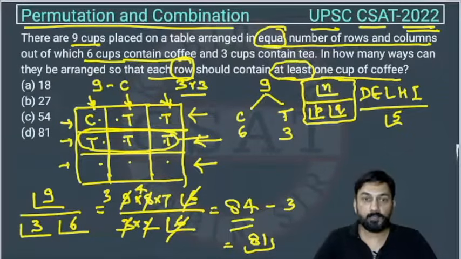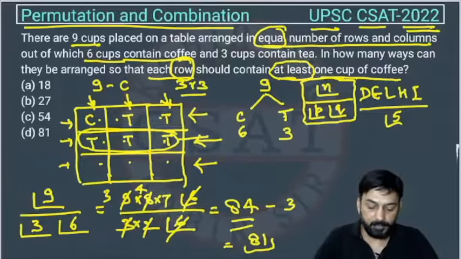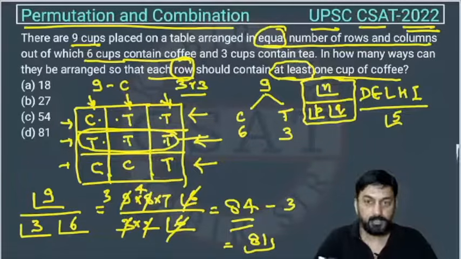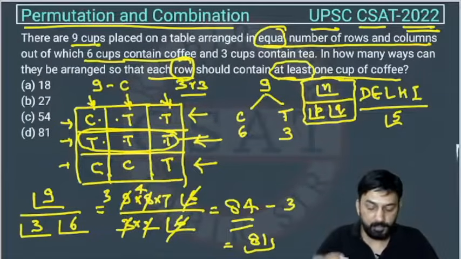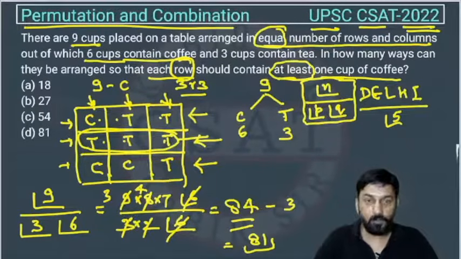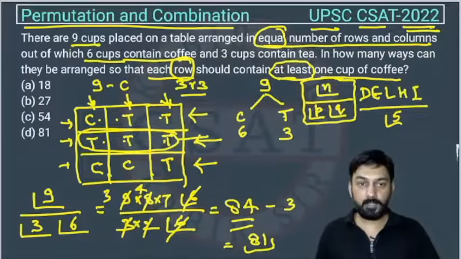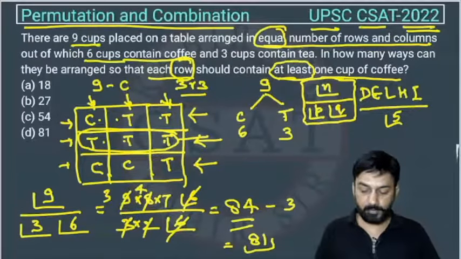Because what does the question want from us? The question wants that at least 1 cup of coffee should come with tea. Like it can be like this also, right? CCT, or this will be CTT. So anything is possible. So we have to deduct those cases where all teacups are coming together out of the total possibilities, then this condition will get satisfied.